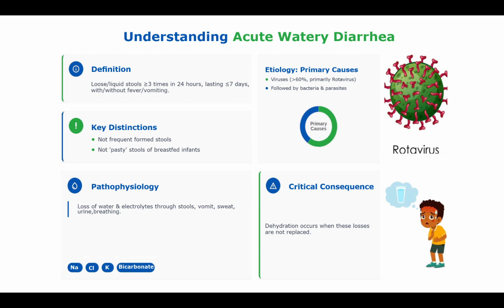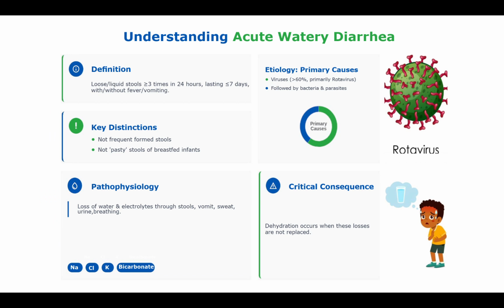Let's start by clearly defining acute watery diarrhea as per the IAP guidelines. It is characterized by a significant change in stool consistency leading to the passage of loose or liquid stools, or an increase in the frequency of bowel movements to 3 or more within a 24-hour period. These episodes typically last for 7 days or less and can occur with or without accompanying fever or vomiting.